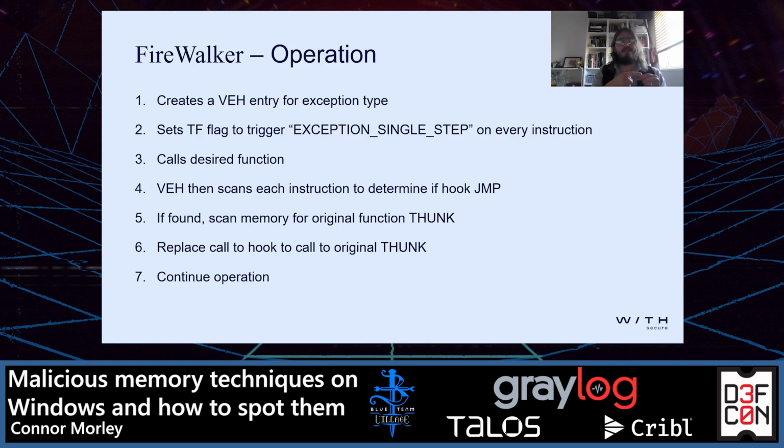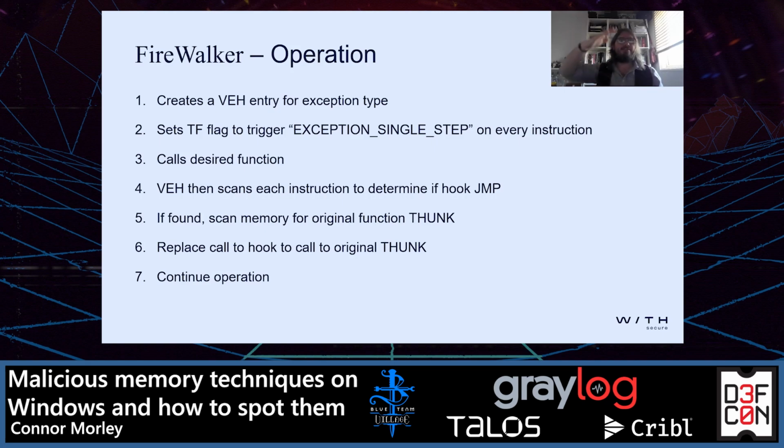Then it uses the VEH to scan each subsequent instruction to see whether it's a jump command or a hook command. And if it is, it then scans the memory to see whether there is a subsequent duplication or basically a trampoline back to the same code, which would indicate a hook. If it is found, it then replaces that jump with the trampoline, and then it basically jumps itself back into the legitimate process without executing the EDR's hooked function.